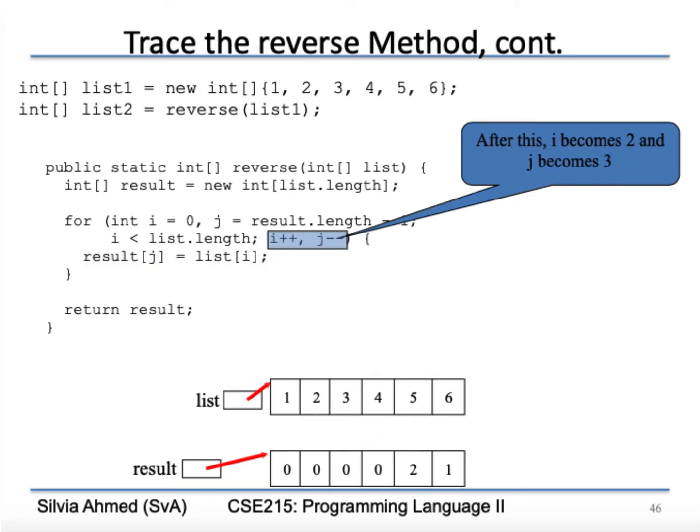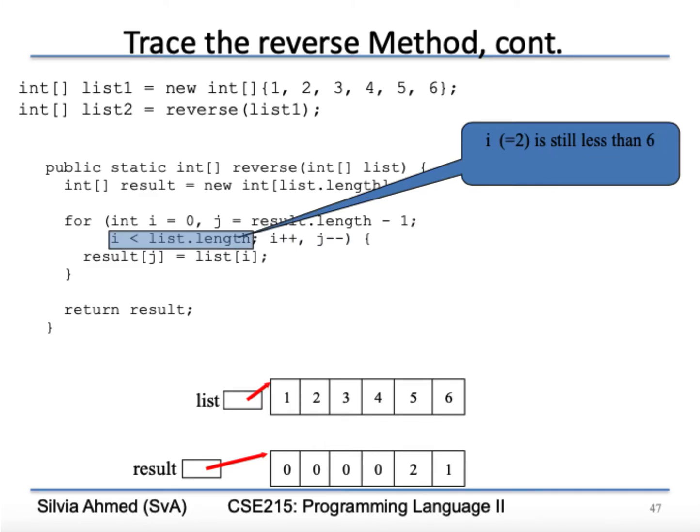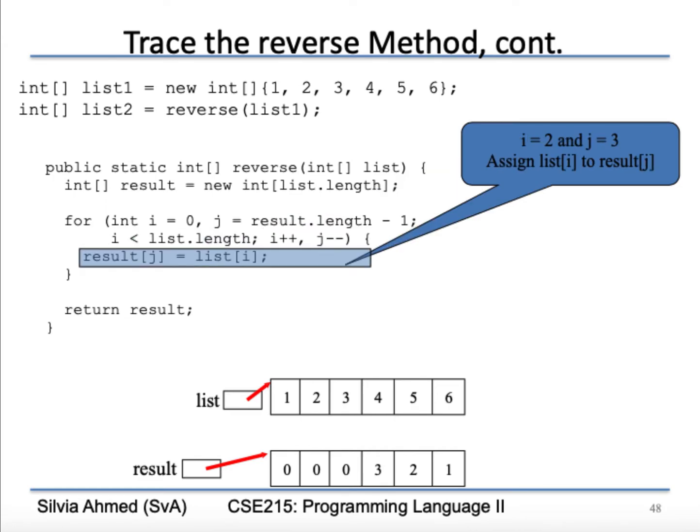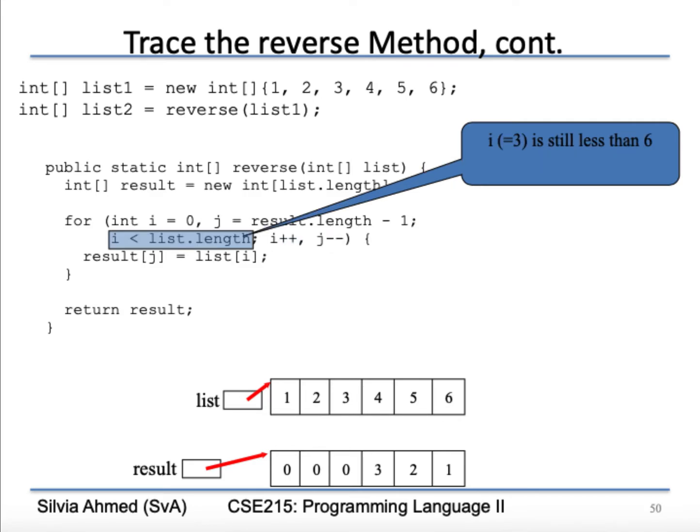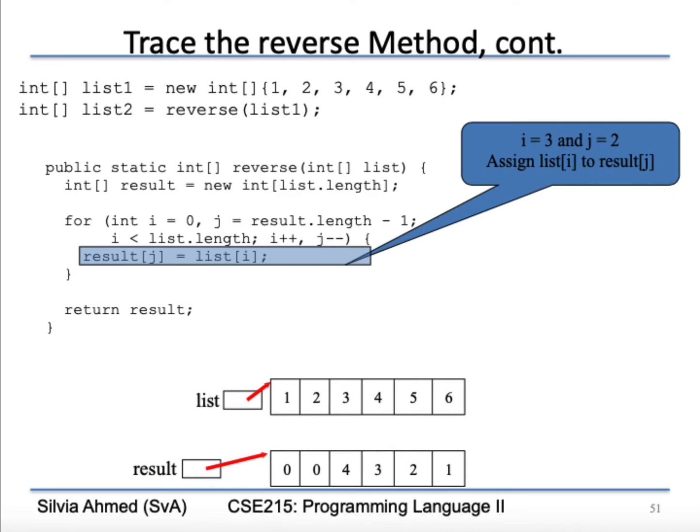Then i plus plus, so i becomes 2 and j becomes 3. So 2 is less than 6. List at 2 will be assigned at the 3rd position of result. So here 3 will be copied. Then i plus plus, so i becomes 3 and j becomes 2. So 3 is less than 6. List at 3 will be assigned to result at j, or 2. So here this 4 will be assigned here.